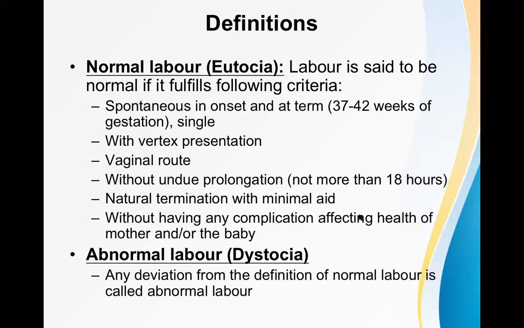Now, what about dystocia or abnormal labor? Any deviation from the definition of normal labor is called abnormal labor. Quite easy. So, if a baby is delivered by cesarean section, it is not normal labor at all. This is an abnormal one. If there is multiple pregnancy, it is abnormal labor. So all those things are there.